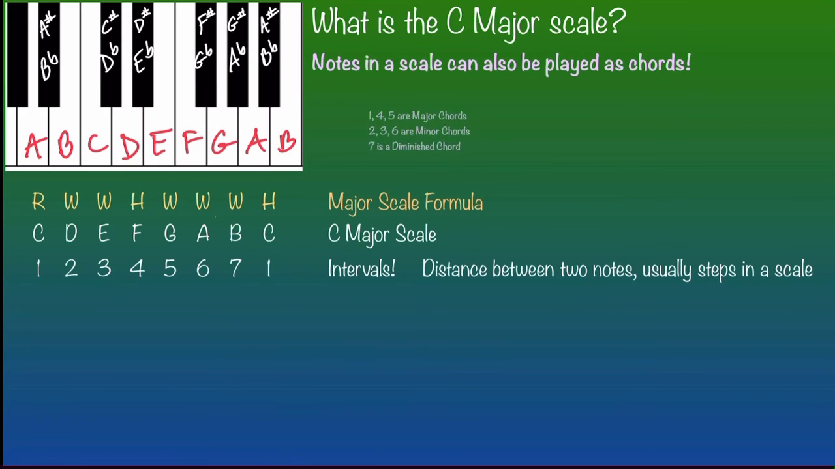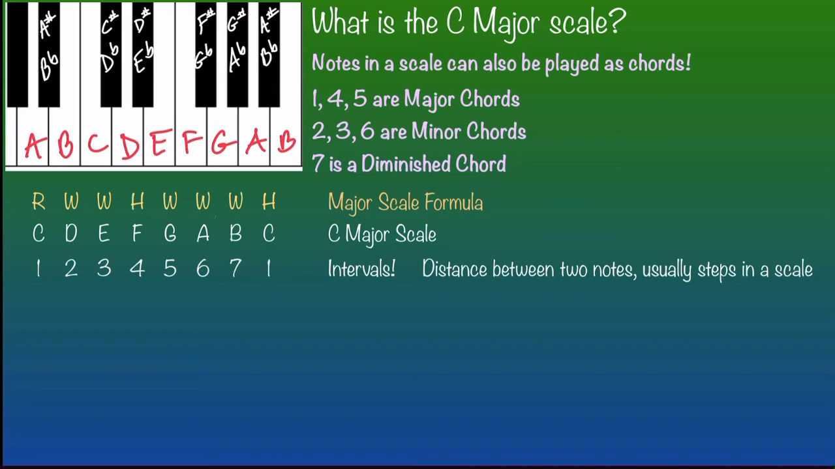Well, these are the rules for a major scale. The 1, 4, and 5 intervals are major chords. The 2, 3, and 6 are minor chords. The seventh interval is a diminished chord. We'll get to that later on.